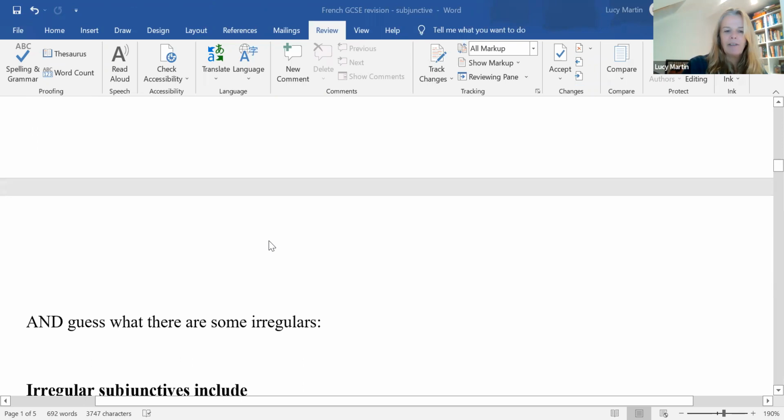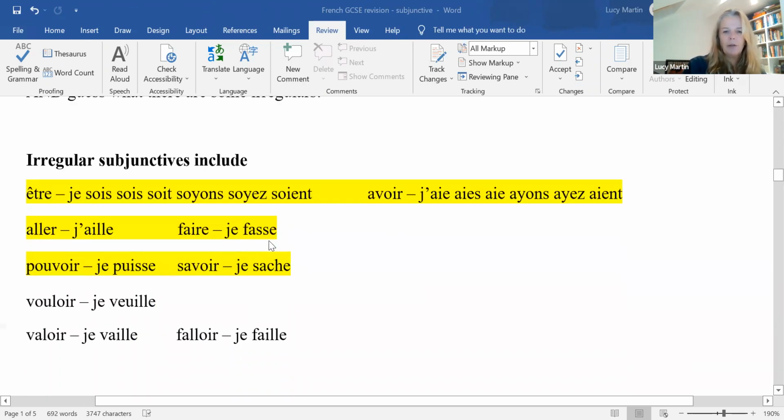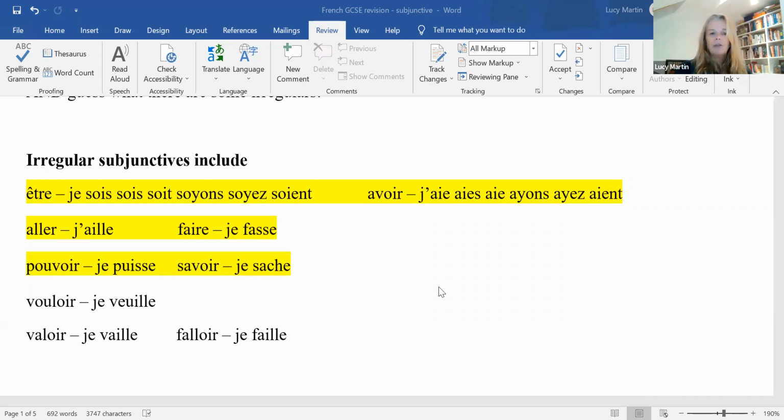Okay, now let's have a look at the irregulars, just the yellow ones, not the ones below. These are the most important. So être goes to soit, soit, soit, soyons, soyez, soit. Avoir goes to ayant, ayez, ay. With aller, the je form is j'aille, with faire, it's fasse, pouvoir, puisse, and savoir, sache.